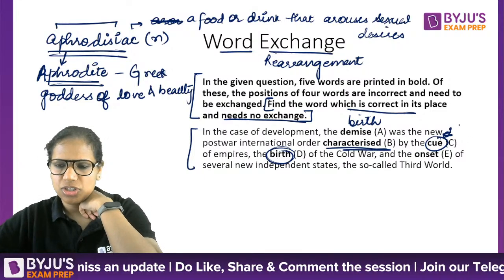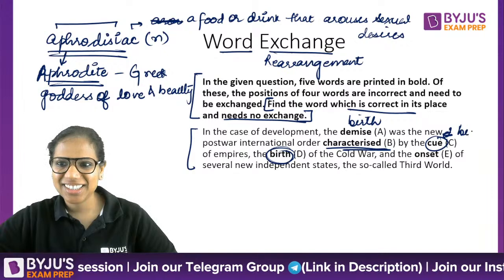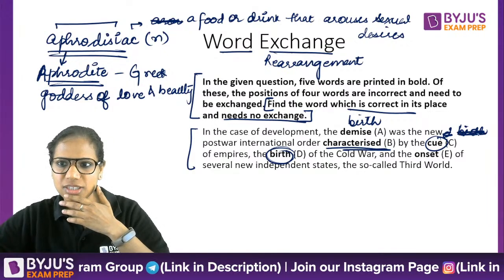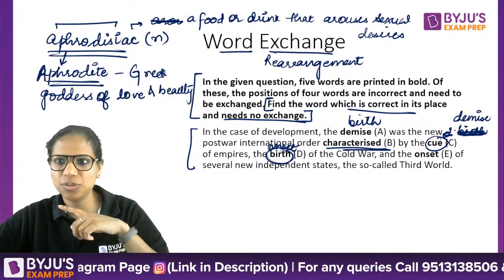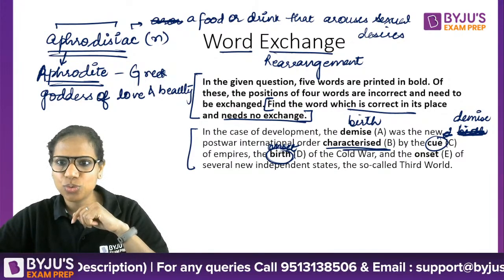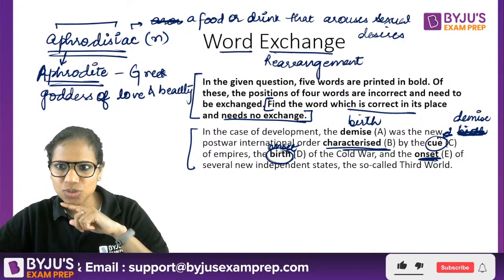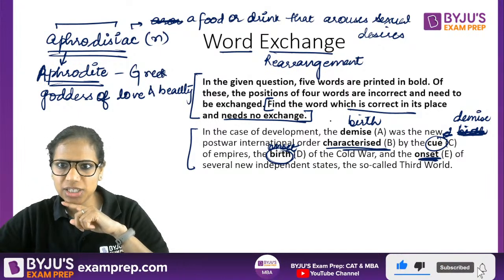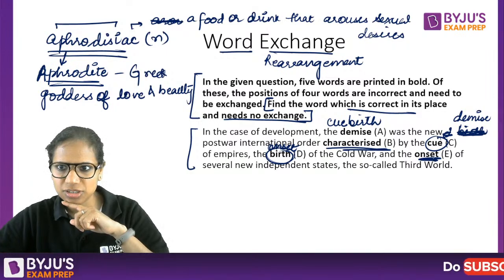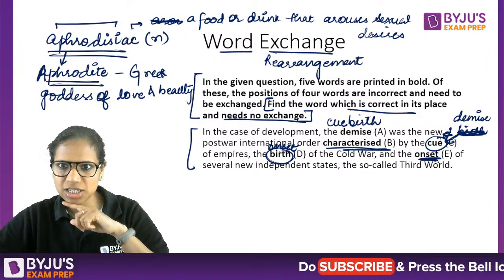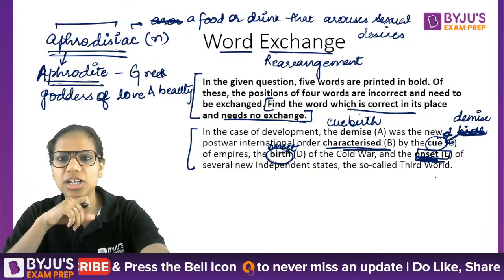Just a second. Okay, I've got confused myself, even though I made this question. This can be the demise of the empires, the onset of the Cold War, and the dash of several independent states. What should come here? Not Q. I think Q will come here. So what is left? Demise, onset. Something doesn't fit. And the dash of several.